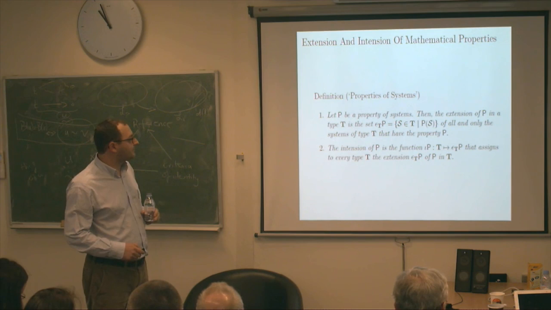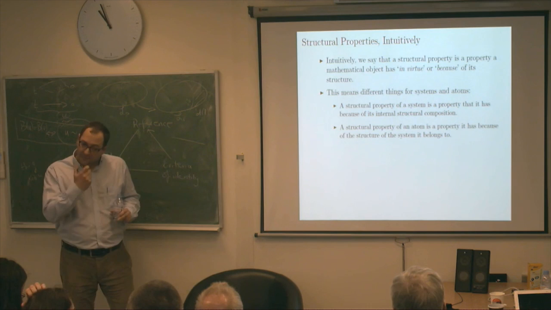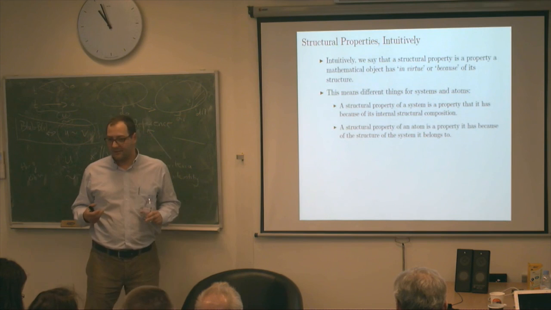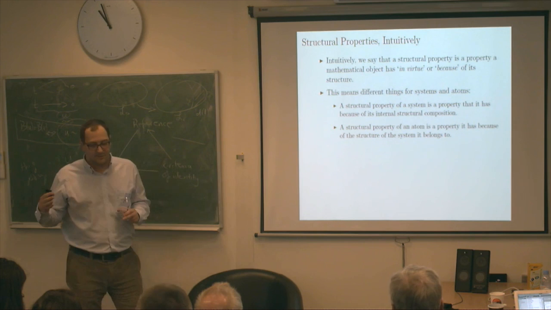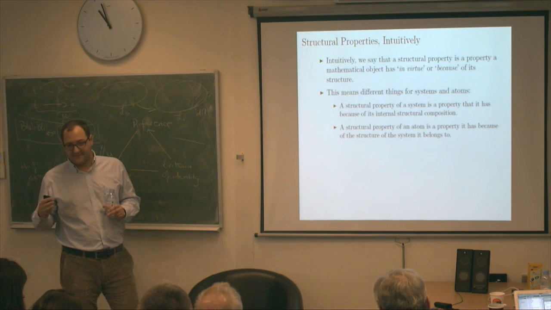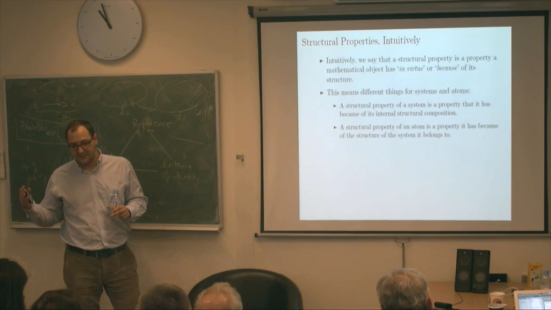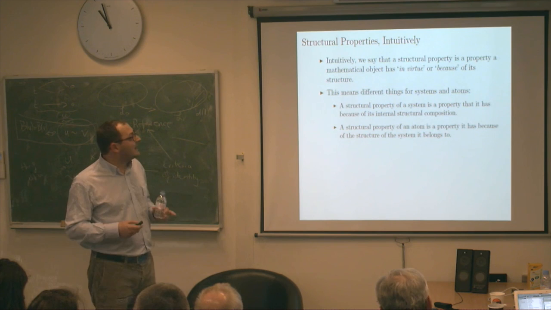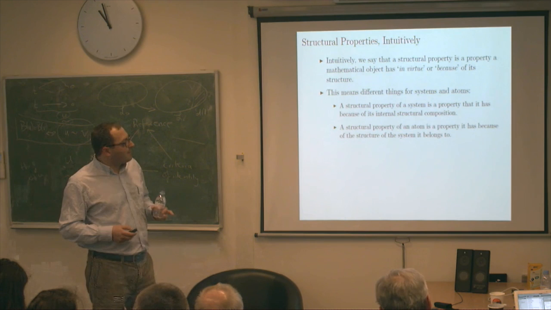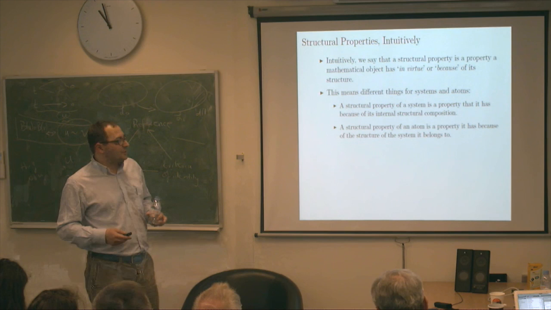Okay, so we said what objects are, and what we take properties of mathematical objects to be. What are structural properties informally? The idea here, before turning to the two explications that we propose, is to specify a couple of informal criteria that will then give us the means to show whether the explications that we look at are materially adequate with respect to this pre-theoretical understanding of structural properties. And informally, I guess one can say that a structural property is a property of a mathematical object that the object has in virtue of, or because of, its structure.